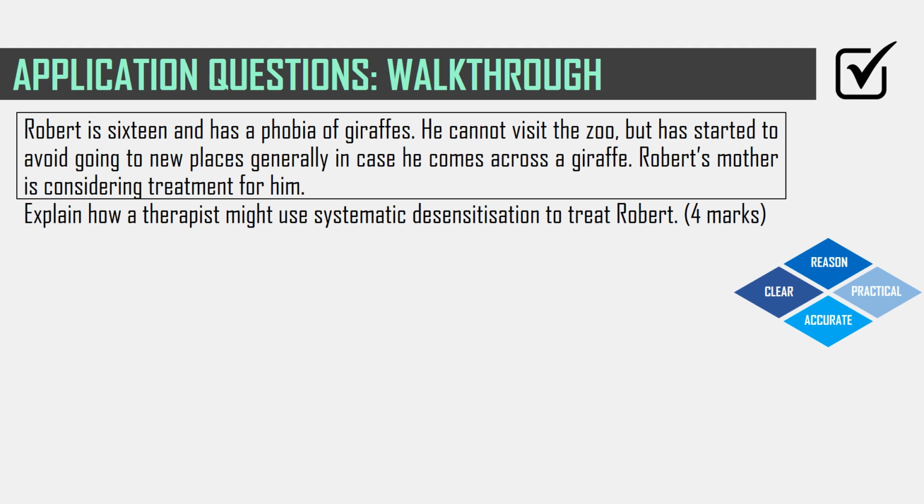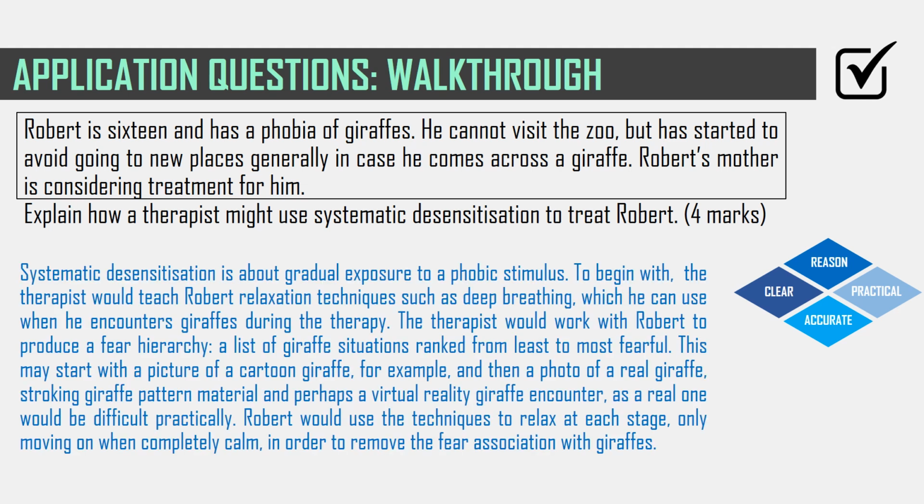And we're off. Okay, so you need to recall that systematic desensitization is about doing things gradually. So we're going to be coming up with a hierarchy that will probably start with maybe pictures or cartoons, building up to something a little bit more serious, and maybe even ending with actual exposure to the phobic stimulus. But I'll come back to that.